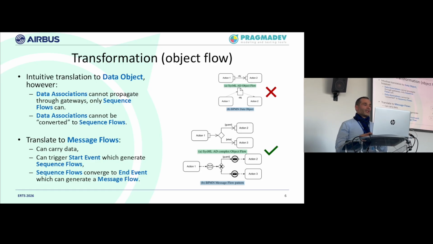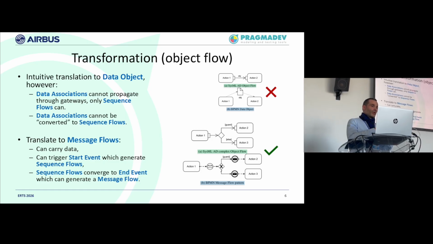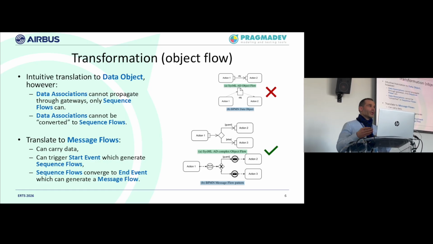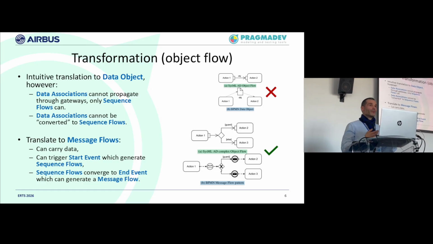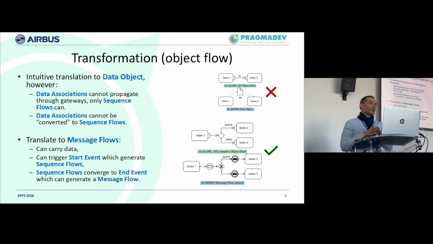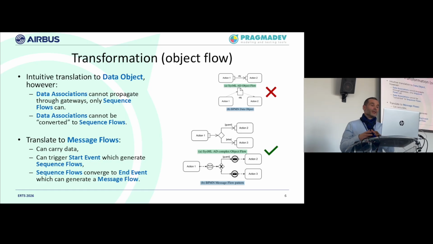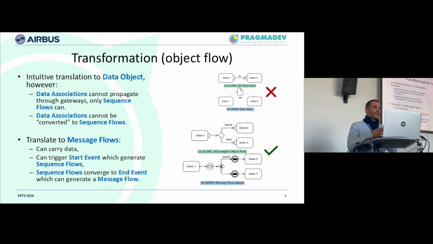The problem with that is that in the SysML world, activity diagrams, object flows can go through different decisions, for example. So there are forks, joins, and even decisions. In the BPMN world, the only constructs that can do that are the sequence flows. So basically, even if the translation was intuitive to go to the data object and data association, which is the link actually carrying the data, it was not possible to achieve what we wanted to do.